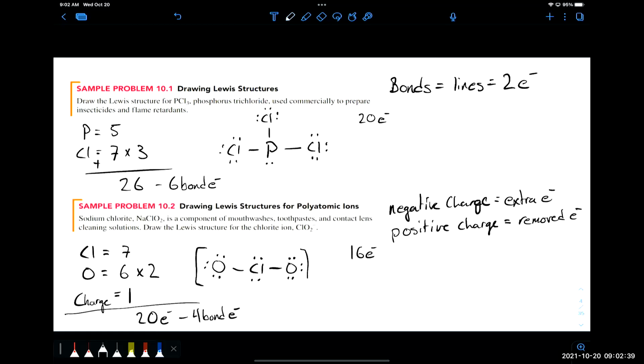And then when we have a charged molecule, we surround it in brackets, and we put the charge on the outside of those brackets. Those are a couple examples. All right, if there's no questions, move on.